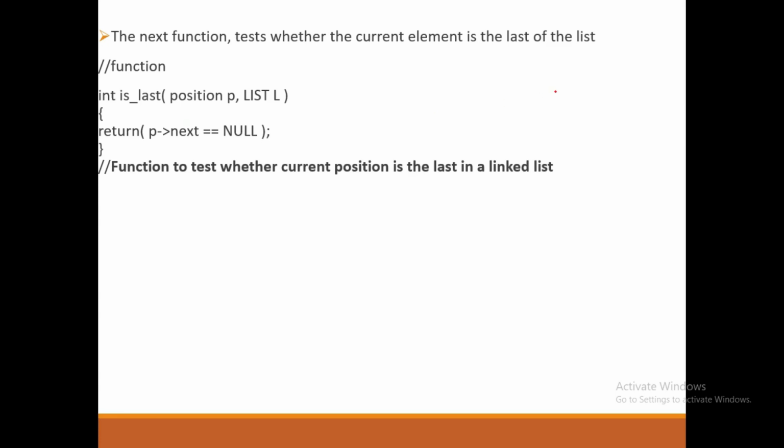Next, we are going to check whether the current element is the last of the list. We give an element and check whether it is present at the last position of the list. How will you identify the last position? If its next pointer is null, then we can say that it is the last position of the list. So we specify one position and check if its next pointer is null; if so, it is the last element in the list.